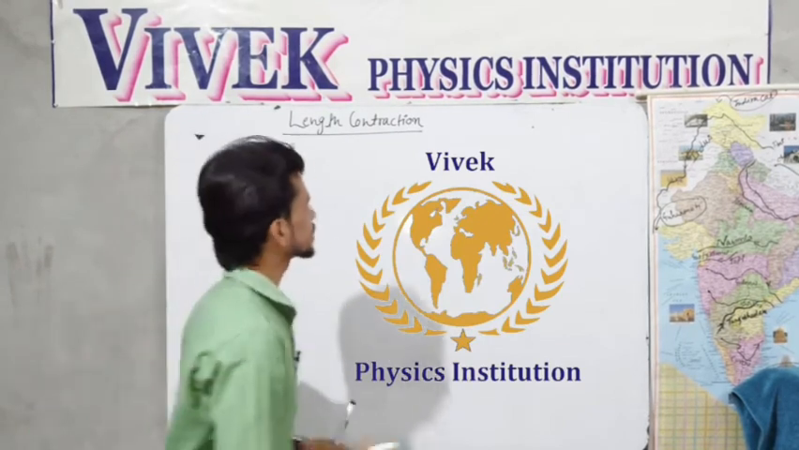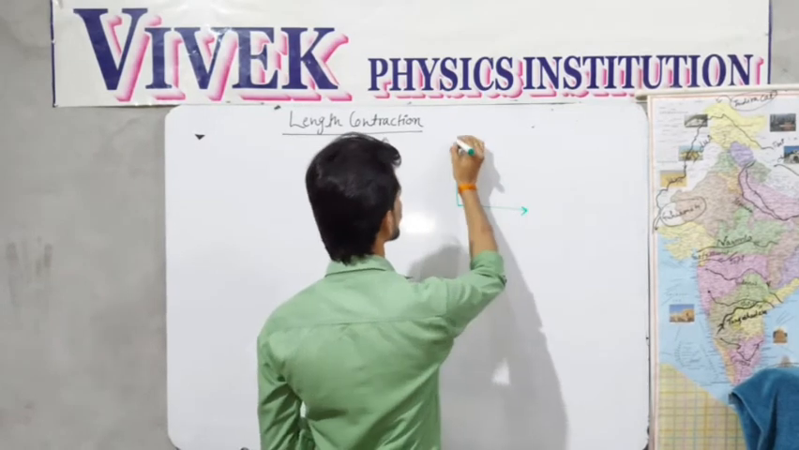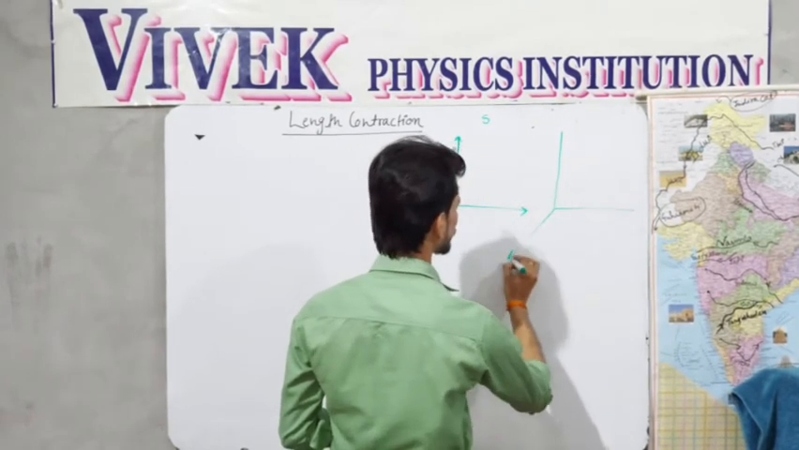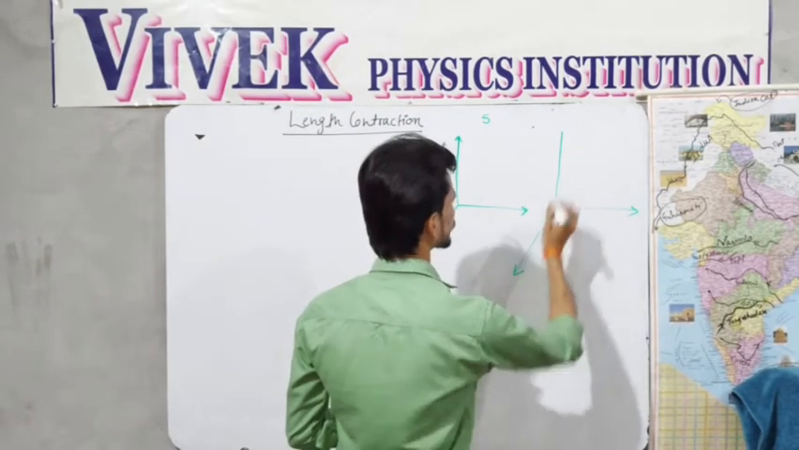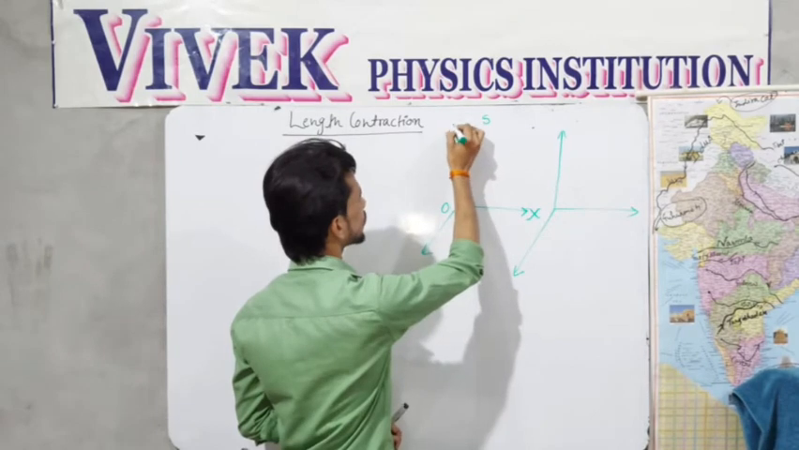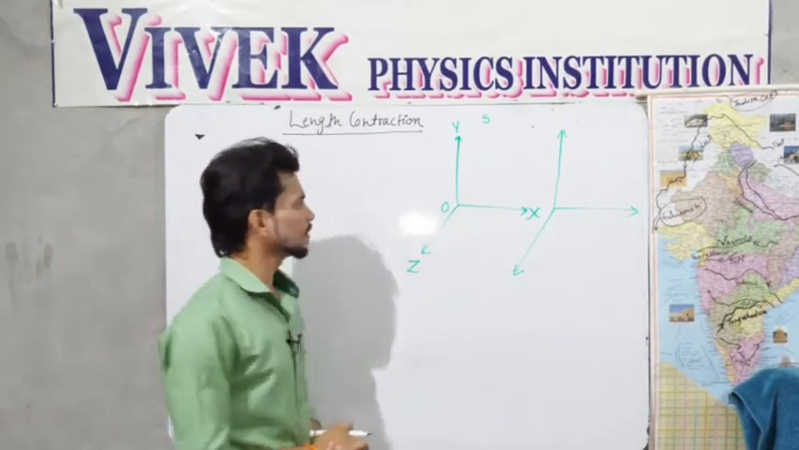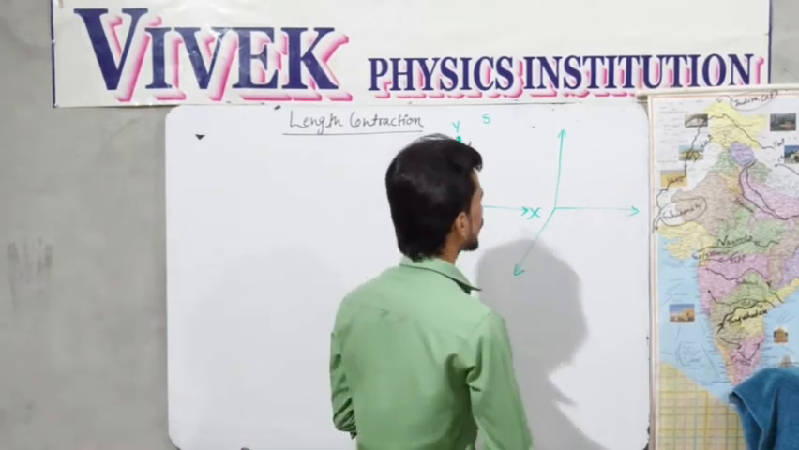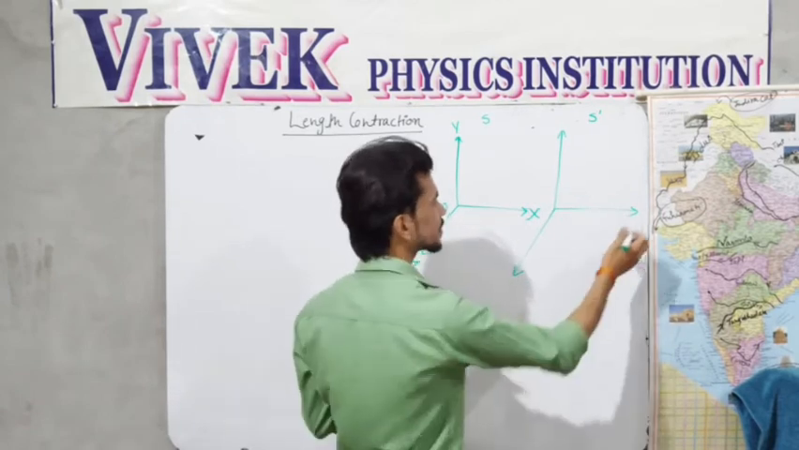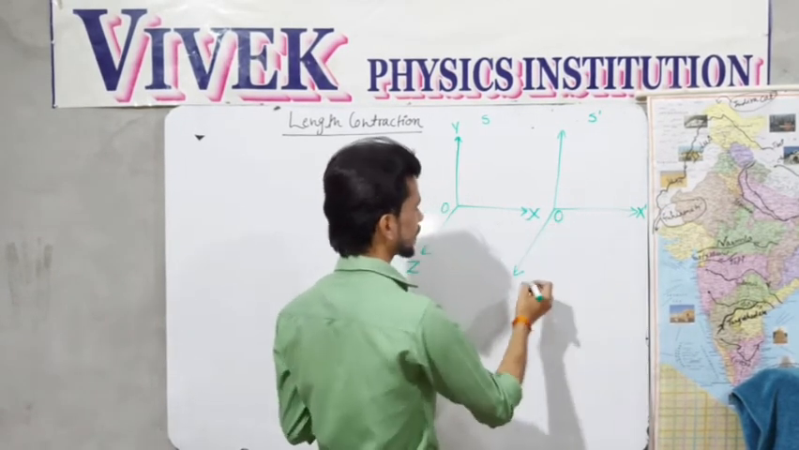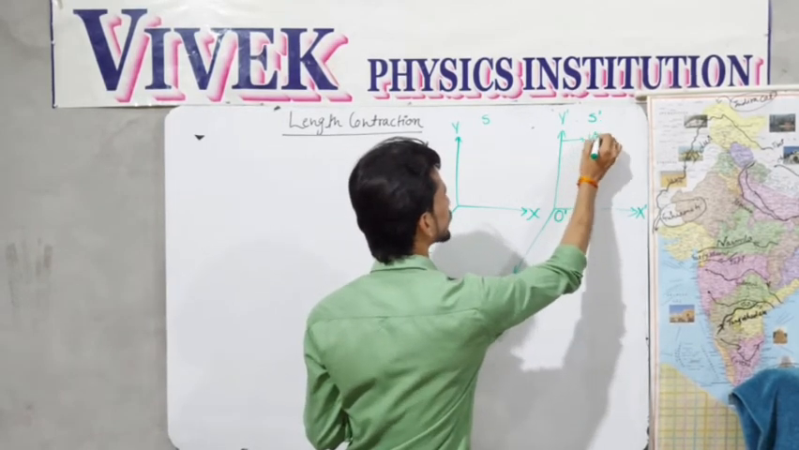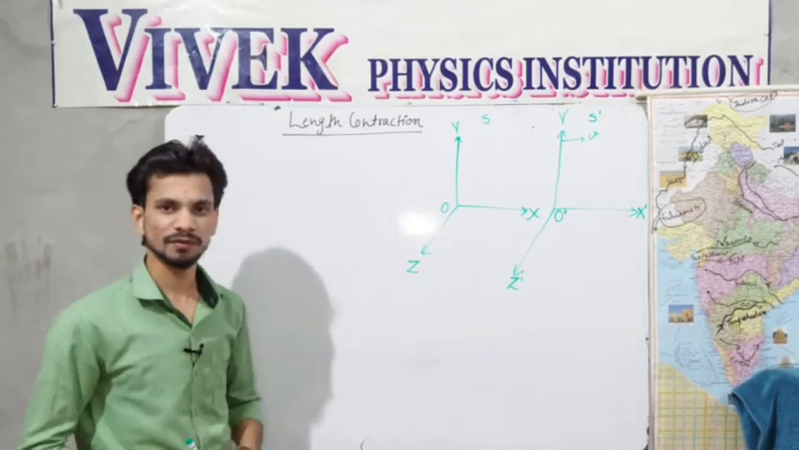In order to do that, let us consider two frames of reference, S and S dash. This is the S frame of reference and the other is S dash. The coordinate axes are OX, the x-axis, OY, the y-axis, and OZ, the z-axis of the S frame of reference. This is the other frame of reference S dash, which is moving with velocity v in the positive x-axis direction, with axes O dash x dash, y dash and z dash. Let's say this is O dash, and this frame is moving with velocity v with respect to the frame S.